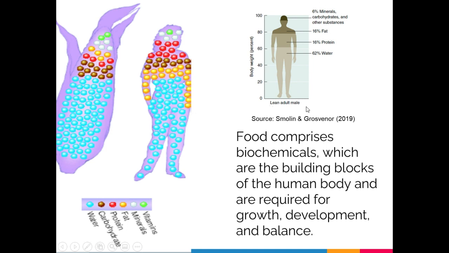But in a lean adult male, 62% of the body is composed of water, 16% protein, 16% fats, and the rest are minerals, carbohydrates, and other substances. So the majority of the human body is composed of water. It's actually the same with foods. Many foods are composed primarily of water. Actually, the majority of the foods that we eat are comprised of water. Yes, water is a very large component.